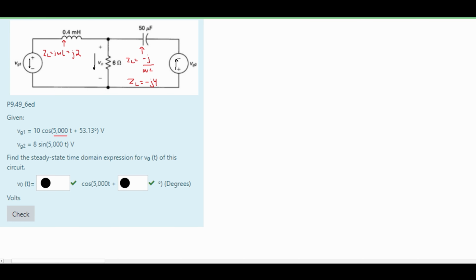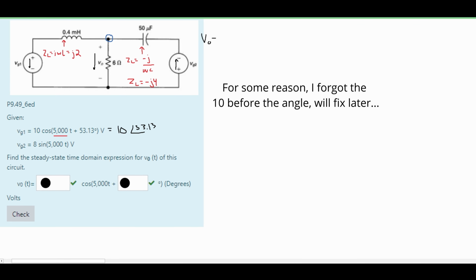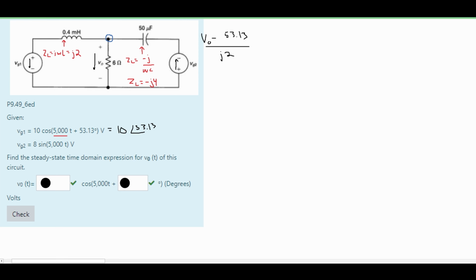Now we can start writing a node voltage method for this. We will be looking at this node right here and write our formula. So we will have our V0 minus our VG1, which will be this right here. We're going to convert it to polar form, so it's going to be 10 with an angle of 53.13 degrees, and we're just going to plug this over here and then divide both of these by our j2 because this is happening over the inductor.